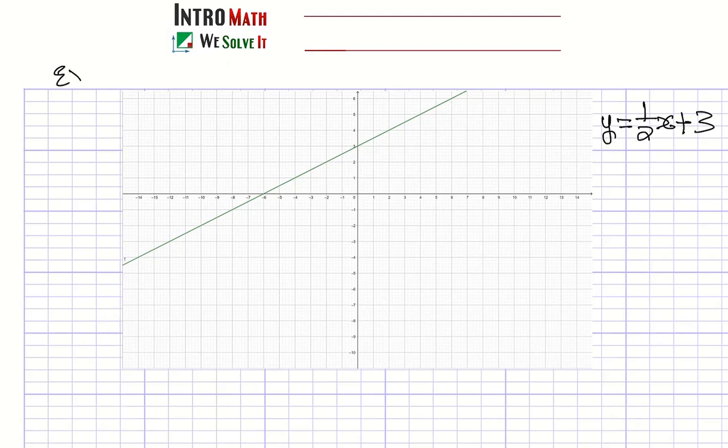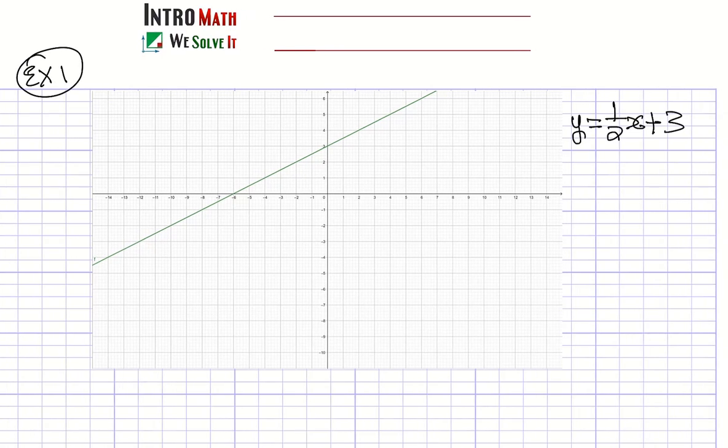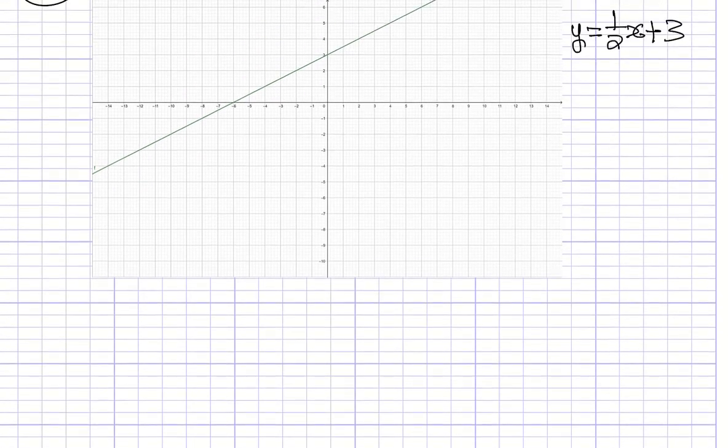How you do that? This is example 1. I want it to be there. How you do that is to find the x-intercept and to find the y-intercept. It's easy. Let me show you. This is the graph given.